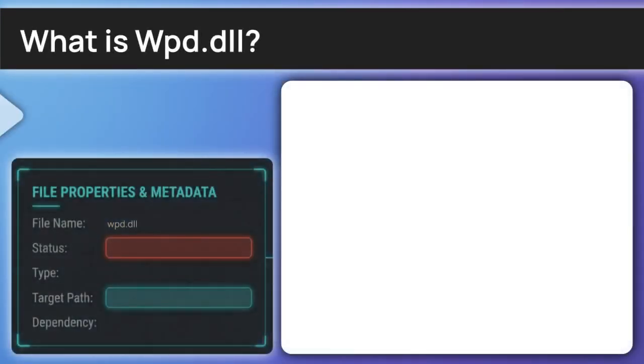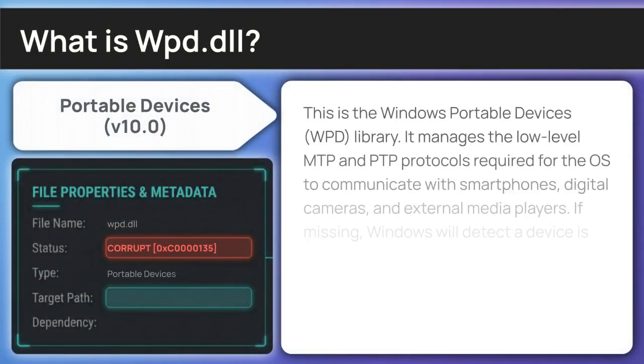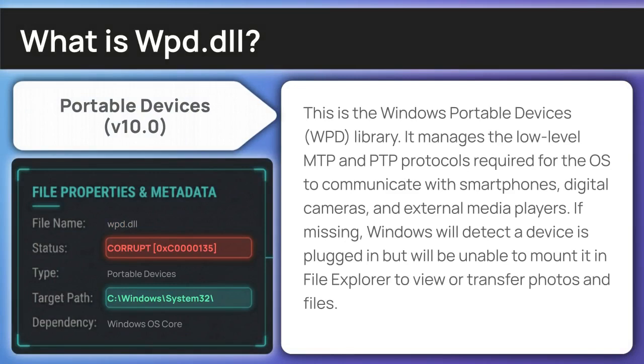This is the Windows Portable Devices module. This is the Windows Portable Devices Wpd library. It manages the low-level MTP and PTP protocols required for the OS to communicate with smartphones, digital cameras, and external media players. If missing, Windows will detect a device is plugged in, but will be unable to mount it in File Explorer to view or transfer photos and files.